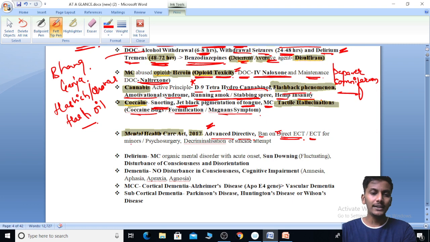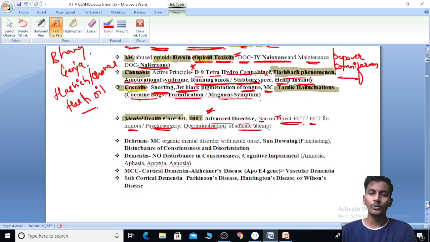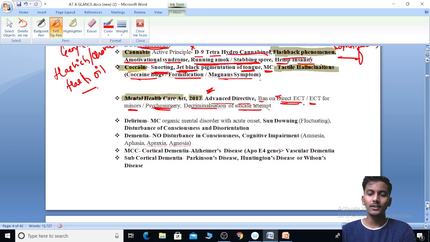Next, ECT for minors should not be performed. There was a ban on ECT for minors also. Then psychosurgery, surgery cannot be performed for cases of psychiatric disorders. There was also a ban on this. Then there was decriminalization of suicide attempt. Okay, so please remember, suicide attempt was a crime earlier, but it was decriminalized according to this Mental Health Care Act 2017, right? Important one. These are the most important features that you need to remember about Mental Health Care Act 2017, which were added.